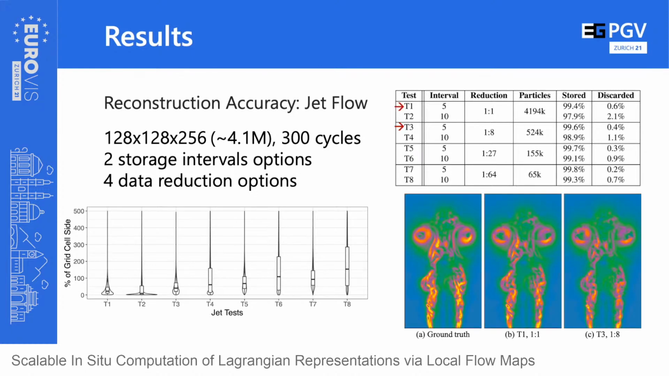The FTLE visualization on the right compares the ground truth FTLE to the FTLE field derived using a flow map from test T1 and T3. This allows us to see the impact of reducing the resolution of the flow map used to derive the FTLE field. Overall, the main structure in the FTLE field is preserved, although there are some artifacts that are visible as well.